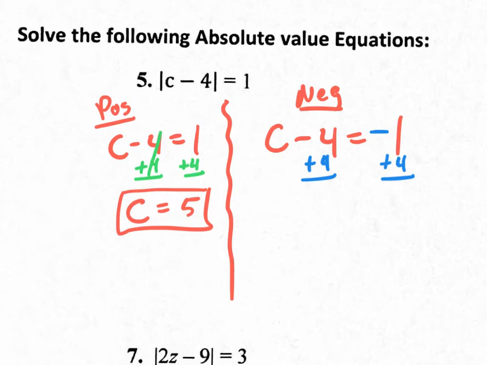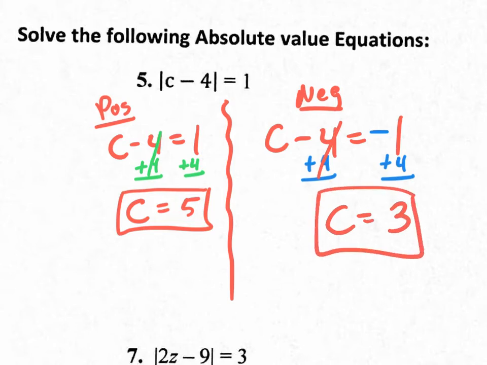So right here, -1 plus 4, what do we get there? We get C equals positive 3. And those are your two answers for number 5.